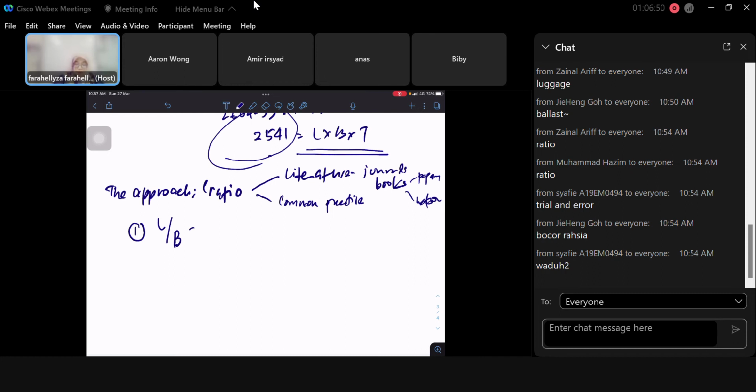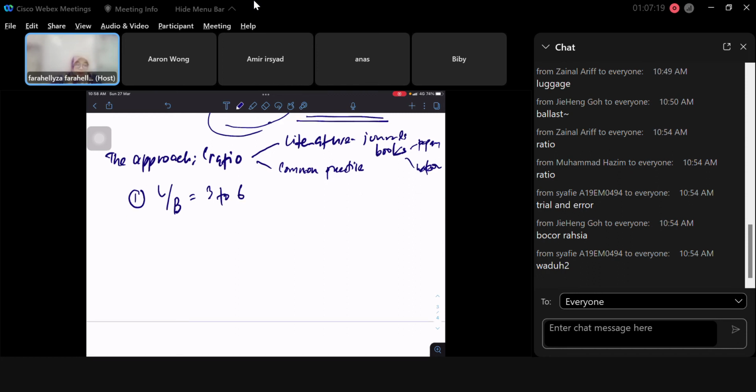So L upon B means the length per breadth ratio. For barge, it's typically about 3 to 6. So 3, 4, 5, 6, 3.1, 3.2, 3.3, 3.4, whatever, within that range, 3 to 6. Later, I will show you, you can also find this L upon B ratio in the Papanikolaou and Watson books. More than 6 is usually for long ships.